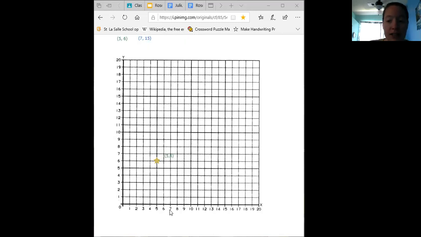I come over here to the 7 on the x. I go up to the 15 on the y, and I see where the 7 on the x and the 15 on the y overlap. And I put a star there. I put a point there. And then I can write in that our number there is 7, 15. Okay, so that's our number point there.